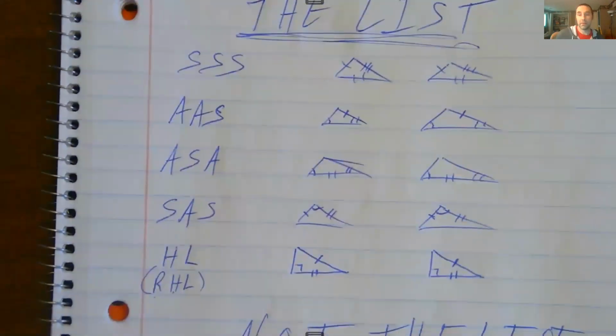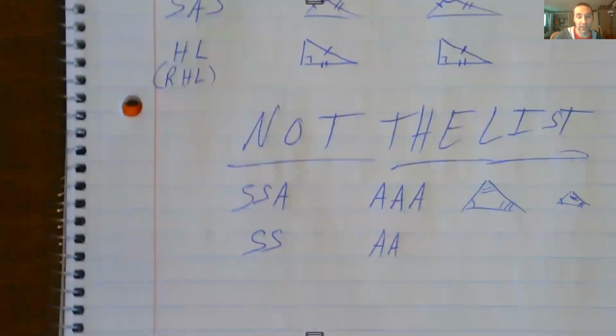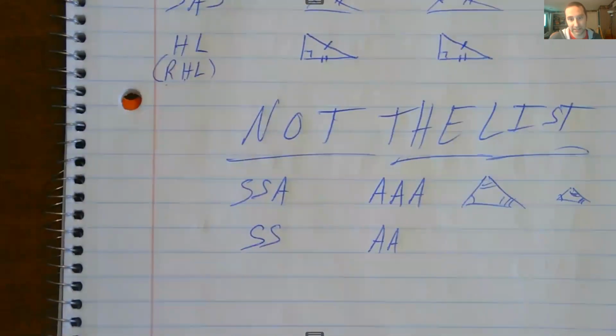So here's our list. These are our options, and sometimes it just doesn't work out and you have some things that are on not the list. But we'll go over some more examples in the next video here, okay?